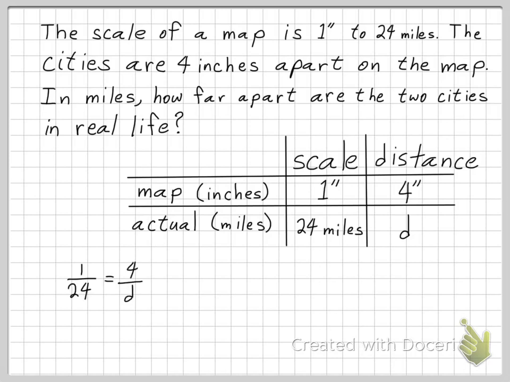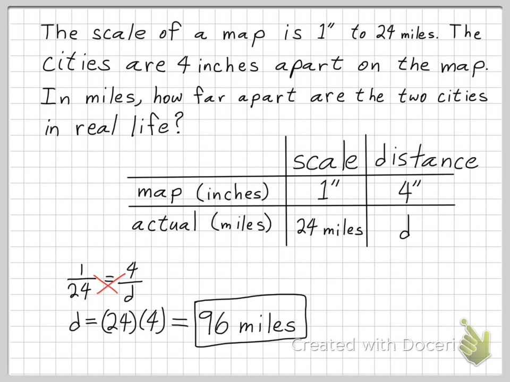Okay, so I have this proportion, and I got it from using this grid. It kept me straight, so I know I'm not going to make any mistakes, right? So that's how I come up with this proportion. And I have 1 to 24 is equal to 4 over D. Once you have the proportion, then you just cross multiply and get D is equal to 24 times 4, or D is equal to 96. So the actual distance between the two cities in real life is 96 miles.